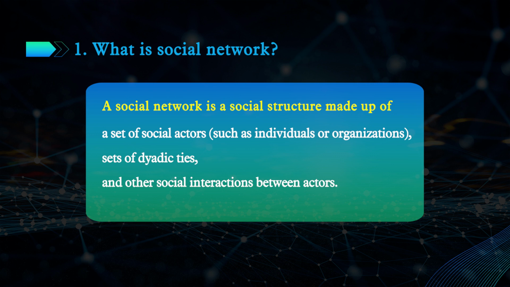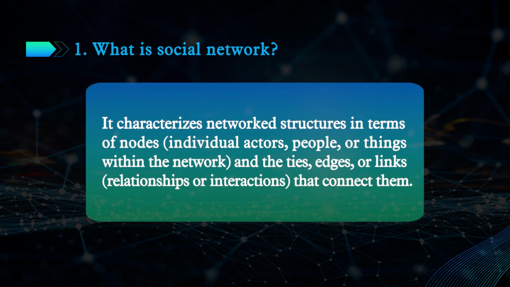The study of these structures uses social network analysis to identify local and global patterns, locate influential entities, and examine network dynamics. It characterizes network structure in terms of nodes, individual actors, people, or things within the network, and the ties, edges, or links, which are relationships or interactions that connect them.